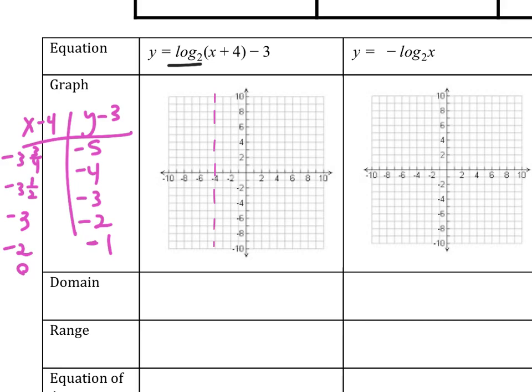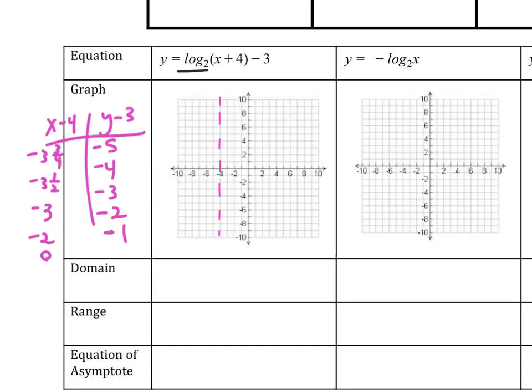Graphing this. -3 3/4, which is super close to -4, all the way down to -5. I have the point right there. Continue on, -3 1/2, -4. Right there. -3, -3. Then it's going to get a little bit faster. Then I have -2, -2. And then I have 0, -1. If I continued on, I could find more points. But looking at this, I can sketch this in.